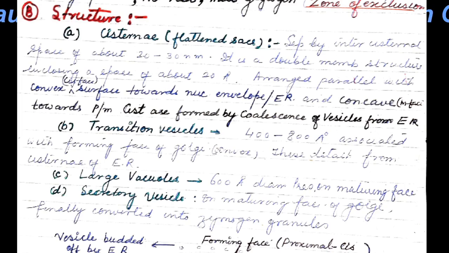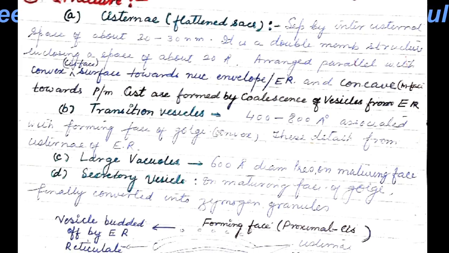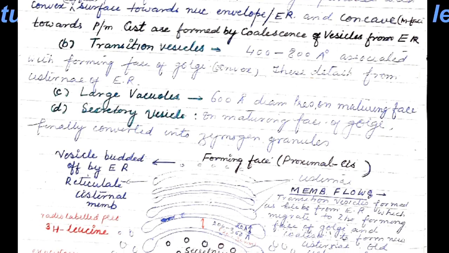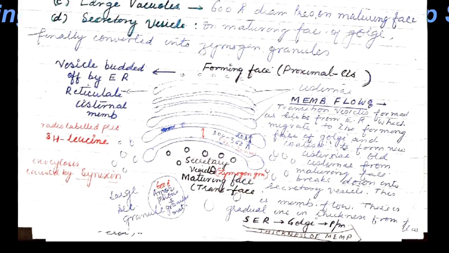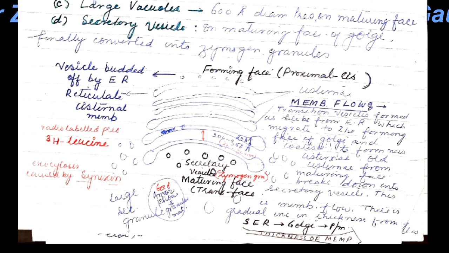Then large vacuoles, they are around 600 angstrom, and majorly they are present on maturing face of the Golgi bodies. Secretory vesicles, they are present on the maturing face of the Golgi, and these secretory vesicles ultimately get converted into zymogen granules. Then these later on form lysosomes. You can view the structure of Golgi. The above surface is forming face, which is also called as proximal or cis face, and the face which is towards the plasma membrane is called as maturing face or distal face or trans face.